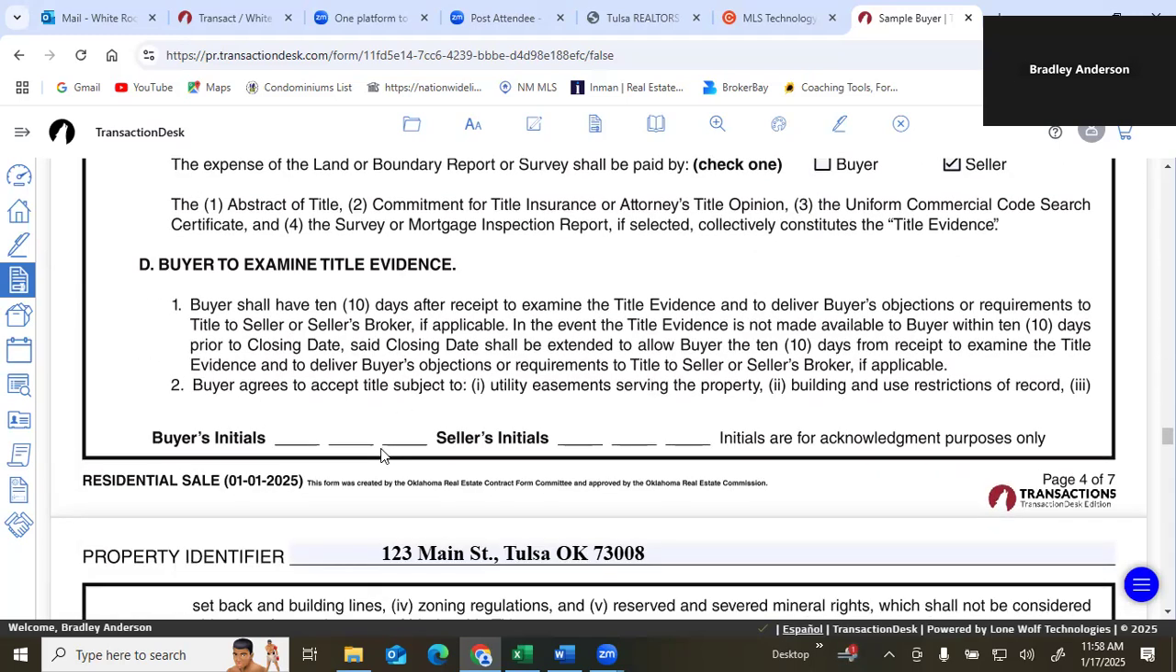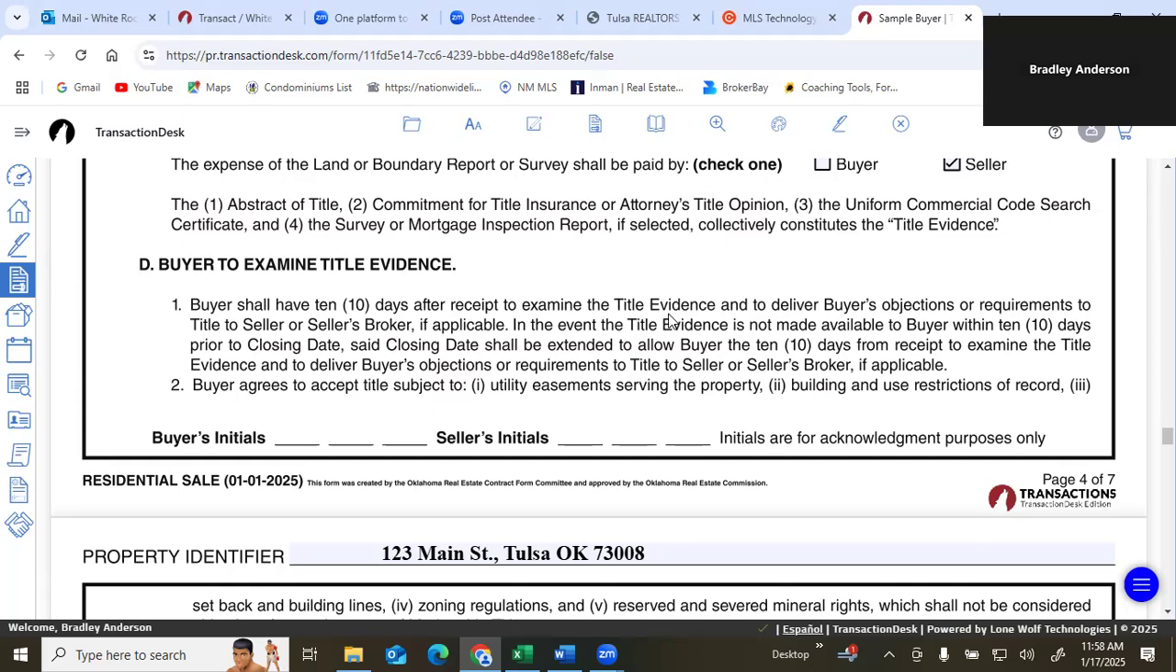All right, so buyer gets a chance to examine all this. Buyer shall have 10 days after the receipt to examine the title evidence. So this is going to be their title commitment as given to them by the title company. If they don't like what they see, they have 10 days to object and give the seller enough time to remedy that, which he does not agree with.